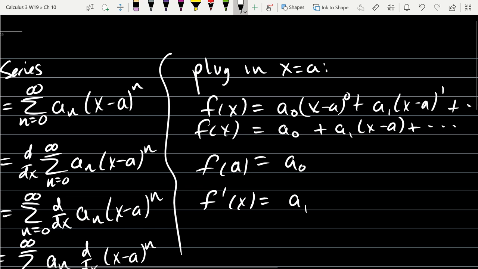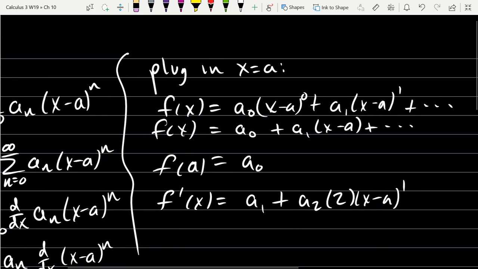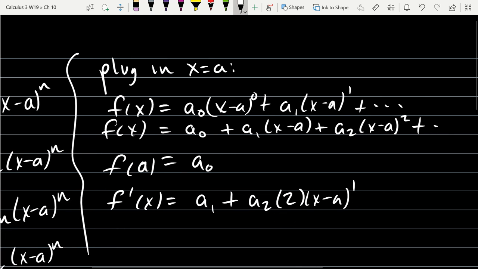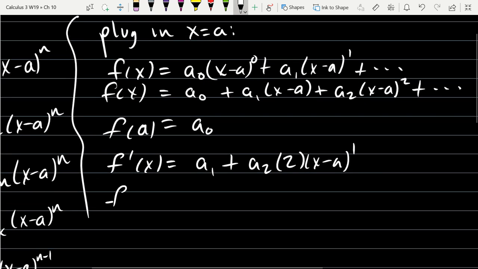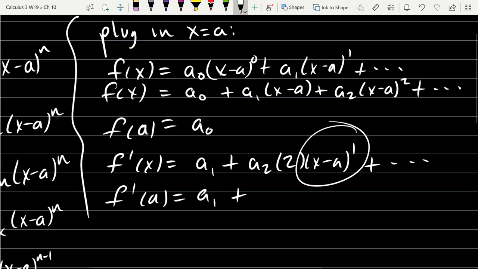1, since the x minus a derivative will be 1, plus a2 times 2 times x minus a to the first power. That comes from the term I was too lazy to write down, the a2 x minus a squared. That's where that term comes from. And now f prime of a, we just have a1. Oh, there are more terms that I didn't write. All the other terms are going to get zeroed out here, so we're just left with a1.